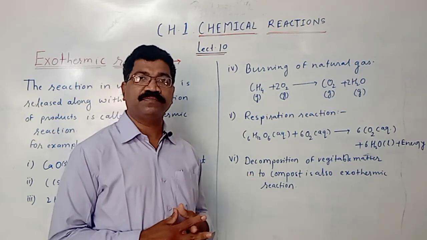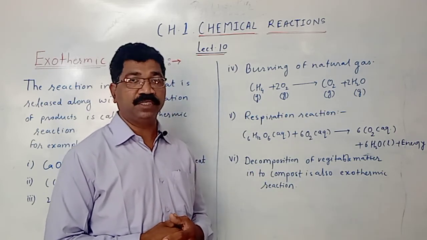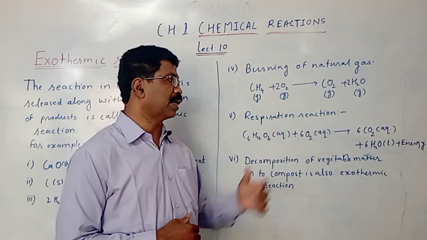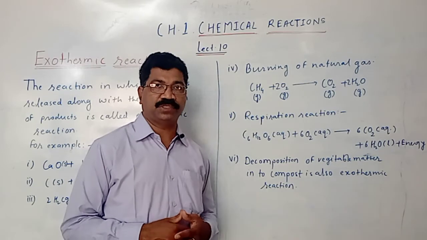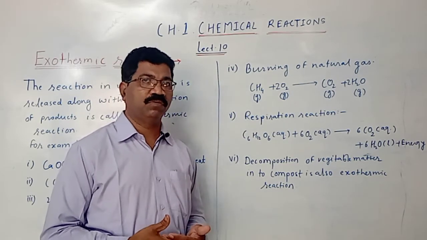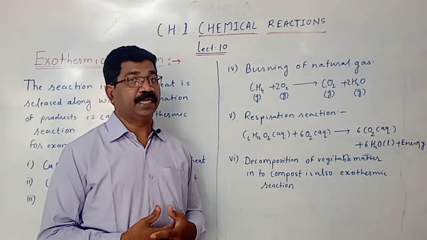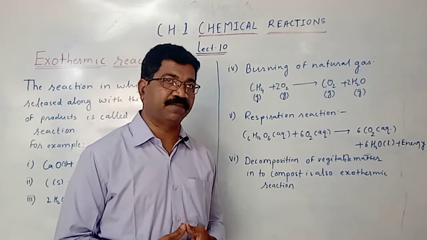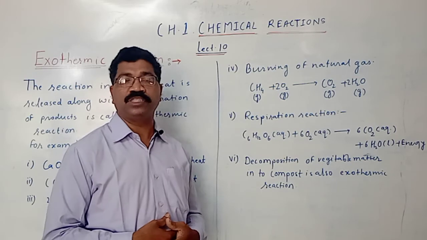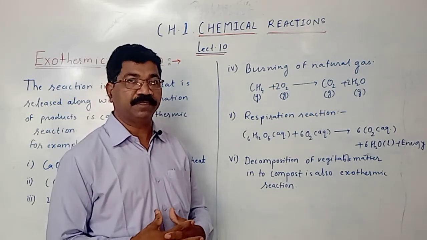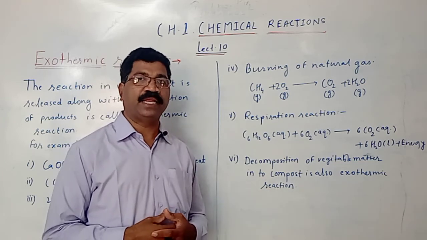The respiration reaction: glucose is carried to the cell by the bloodstream. Oxygen is also carried to the cell by the bloodstream. Glucose and oxygen combine to produce what? Carbon dioxide plus water plus energy. So this is also an exothermic reaction. And when you run, you respire more, and sweating occurs. That also indicates that respiration is an exothermic reaction. Then decomposition of vegetable matter. Compost manure is produced by decomposition of vegetable matter. So inside that decomposing pit, an exothermic reaction is going on. So decomposition is also an example of an exothermic reaction.